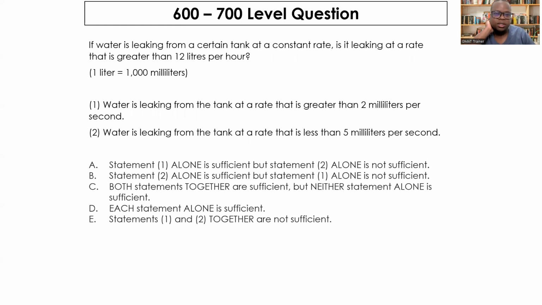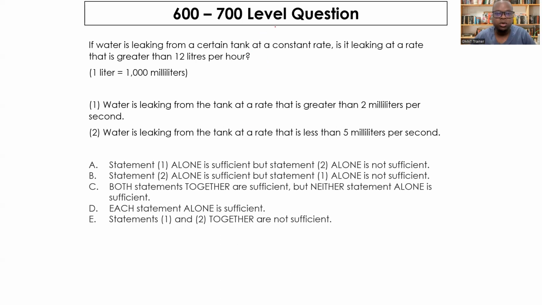If water is leaking from a certain tank at a constant rate, is it leaking at a rate that is greater than 12 liters per hour? That's the question we've been asked. We're being asked for the rate at which this tank is leaking. And is it leaking at a rate greater than 12 liters per hour? We've also been told that 1 liter is equal to 1,000 milliliters. So which means the rate, is it greater than or less than?